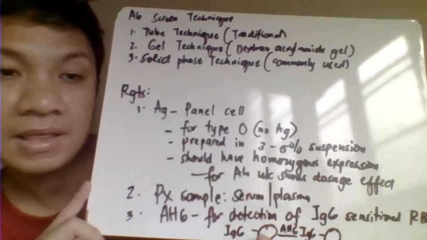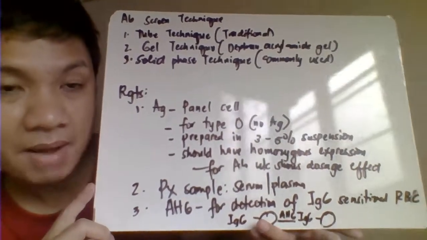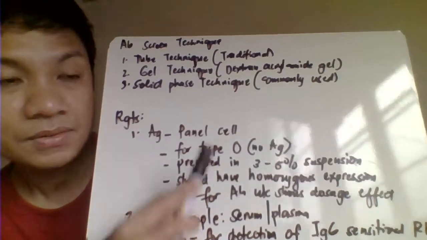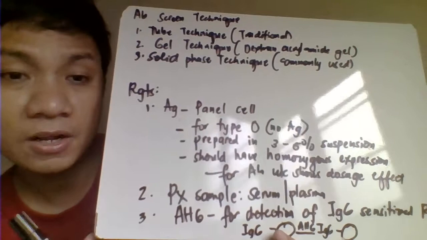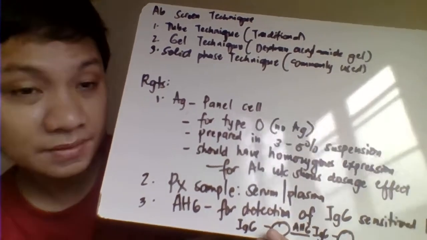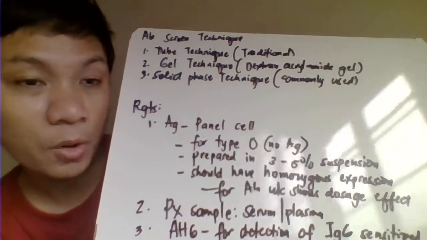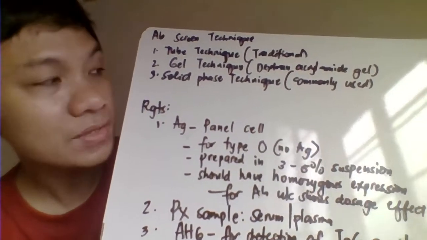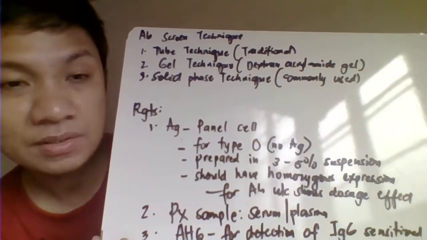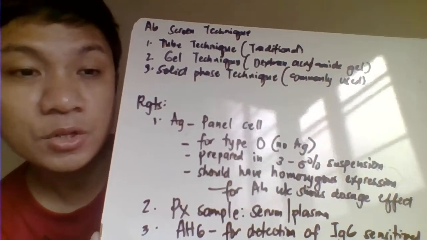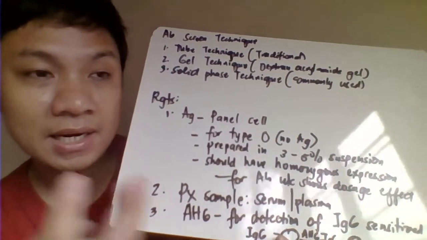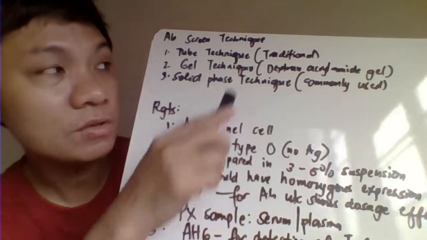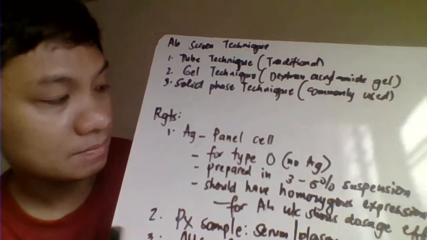Okay, we have here the different methods for identifying your antibody. The first one is the traditional method with the use of test tubes. This is your indirect antiglobulin test, wherein you test for the antibody enhanced by anti-human globulin. Then we have your gel technique with the use of the gel card. And the last one is your solid phase, which uses a microtiter well. That is how we perform our antibody identification. We're going to discuss each of the different techniques.